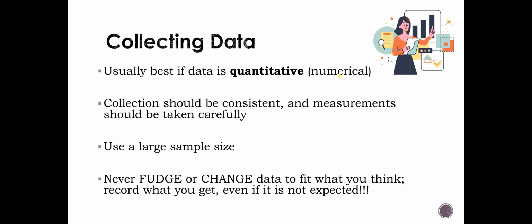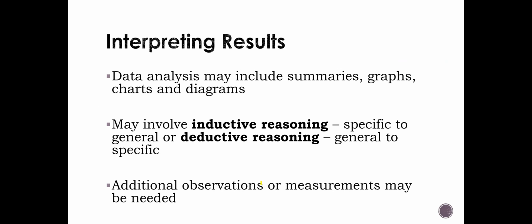Now, your collection should be consistent. We do need to be careful with taking measurements. If you have a sample size, larger is always better. And here's the thing, a lot of times we want to be right, and so sometimes we want to change the data to fit what we think should happen. Never do that. The data is what the data is, and we have to go with it, even if it's unexpected. Okay, we can't change it.